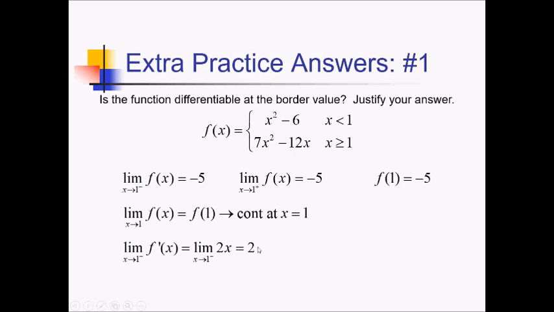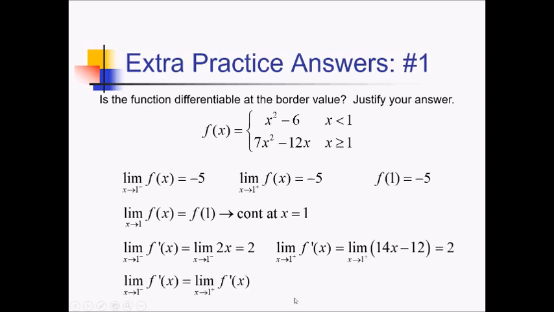And now the right side limit of the derivative of f, that's going to be 14x minus 12 is my derivative. But now I need to actually plug 1 into all that. So that's 14 minus 12, which is 2. Since the left and right side limits of the derivative match up, we can say that our function is differentiable at x equals 1.